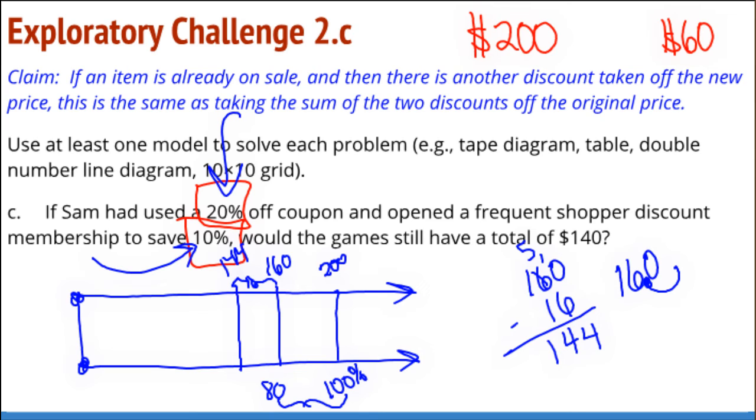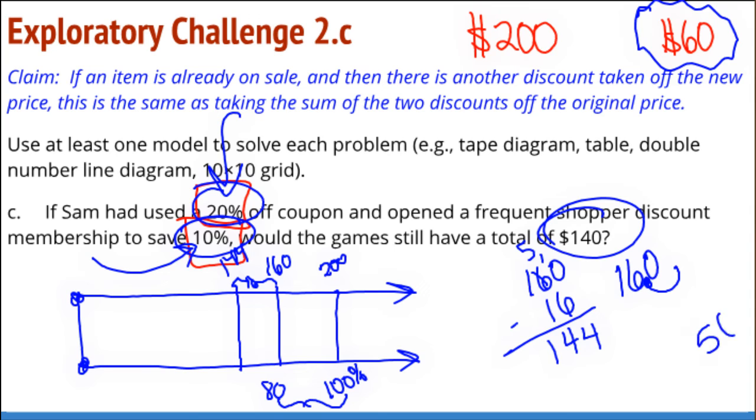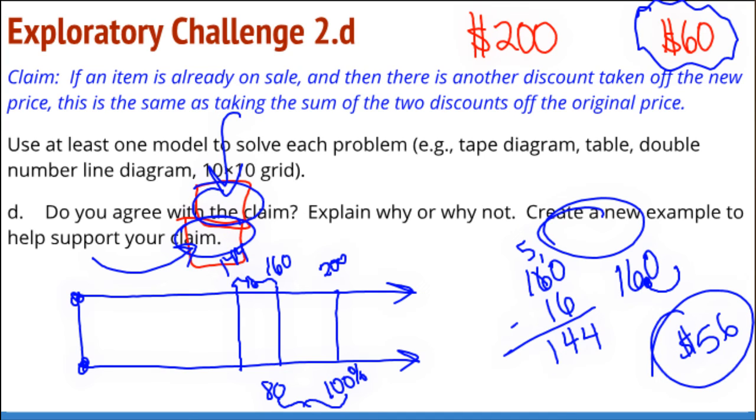Now, that's different than the $140. So it looks like my claim was wrong. I can't add this 20% here and this 10% here and say that that's the same as 30% off. Because I found that 30% was taking $60 off. But I haven't taken $60 off. I have taken off 40, and I have taken off 16. I've only taken $56 off. So do I agree with the claim? No. My prediction was wrong. I can't just add the percents together and take them off.